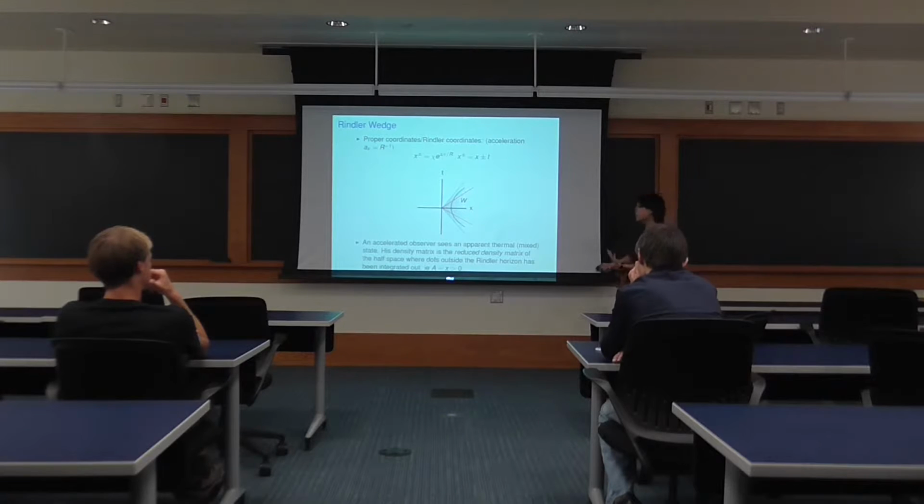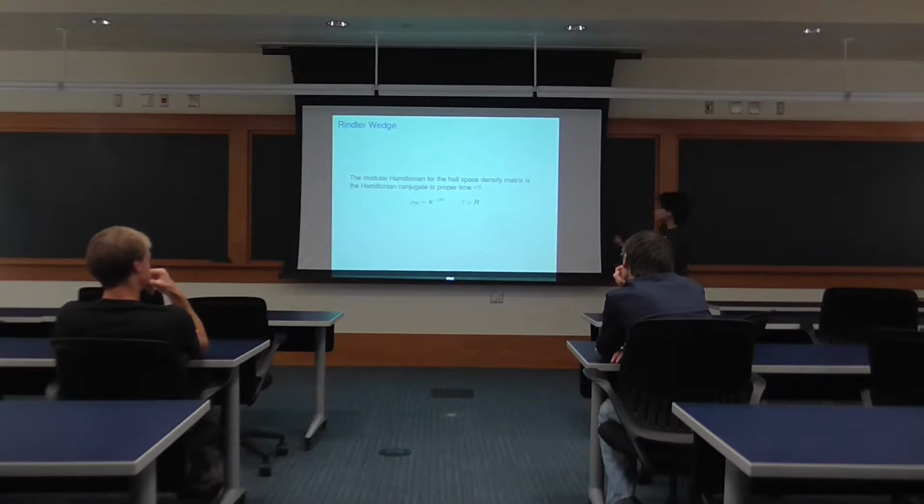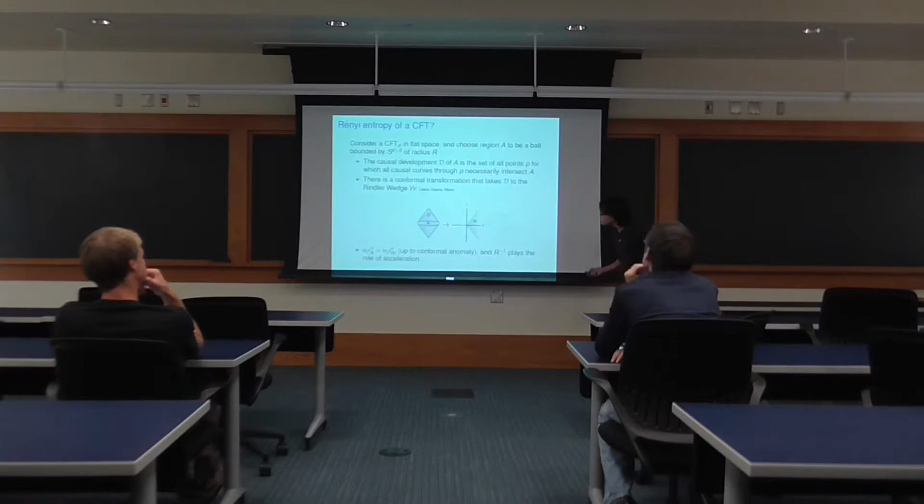It is also well known that an accelerated observer experiences an apparent thermal state. Why is that? That's because his density matrix is exactly a reduced density matrix where half of the space outside of the Rindler horizon has been integrated out. His region A is precisely this half of the space, x greater than 0. In this case, the modular Hamiltonian is the Hamiltonian that generates his time translation, and the scale of the temperature is set by the inverse of his acceleration. So we have one nice example.